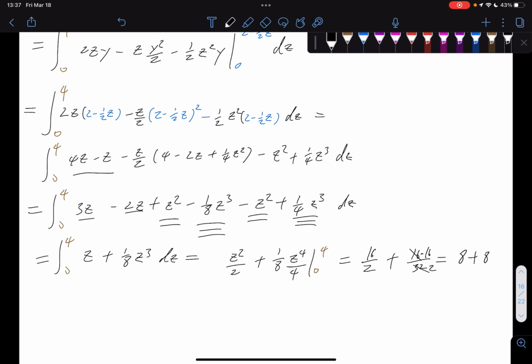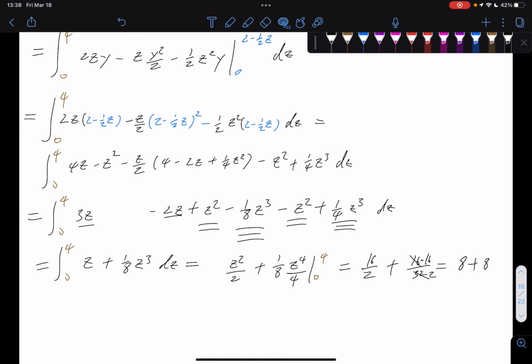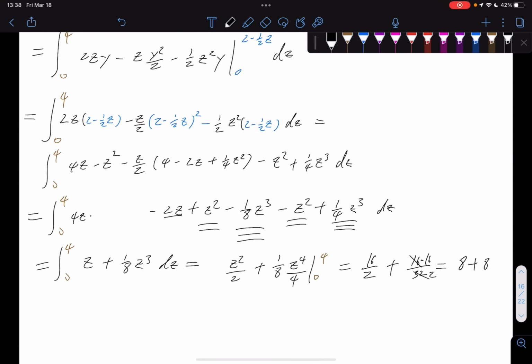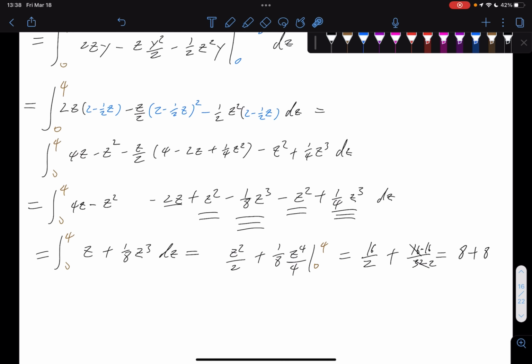Oh, I see. This is a z squared, not a z. So what should really happen is 4z z squared. So the mistake is, I ignored the z squared when I multiplied 2z over 1/2 z. So this will be a z squared. So 4z squared, and then everything else remains normal.